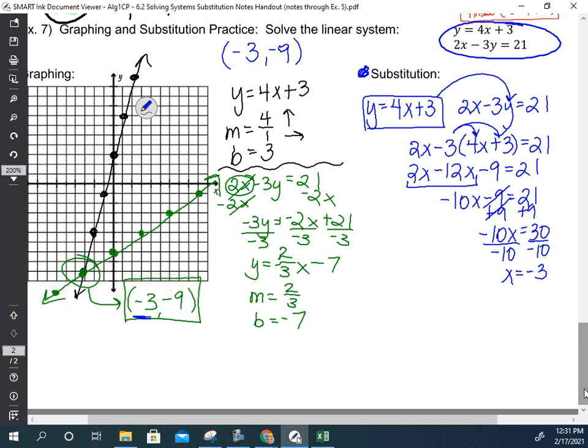Now we have to find y. It doesn't matter which equation you pick. You should get the same answer no matter what. So if I use y equals 4x plus 3, 4 times -3 is -12. -12 plus 3 is -9.